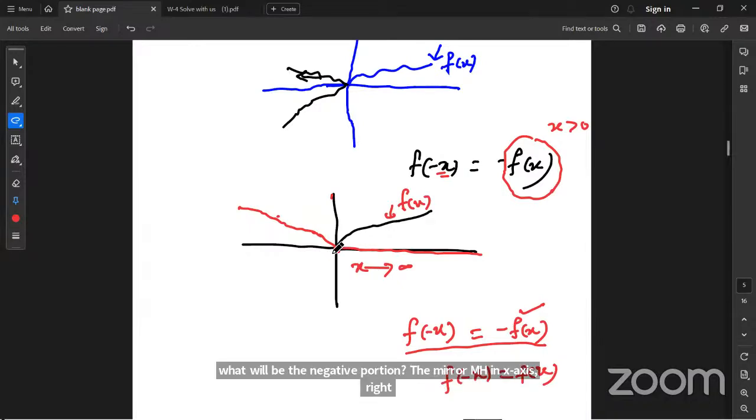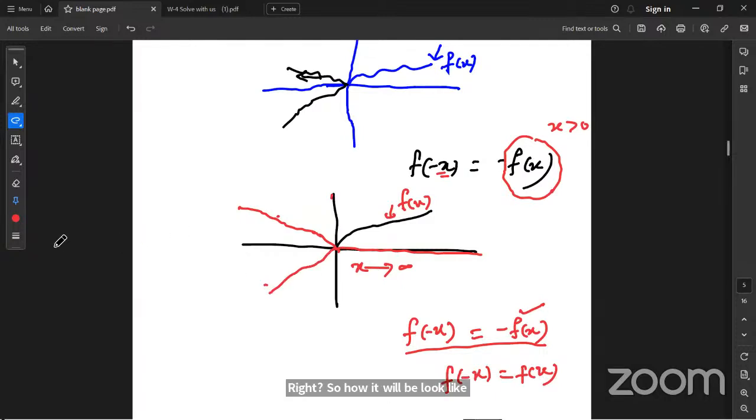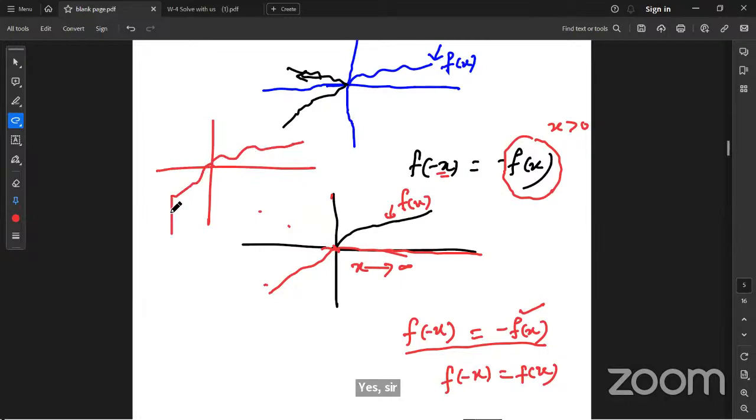Along the axis, how will it look? It will look like this. So what will be the graph for an odd function? It will look like this only. So whatever graph you have here for an odd function, a similar graph you will have here, right?